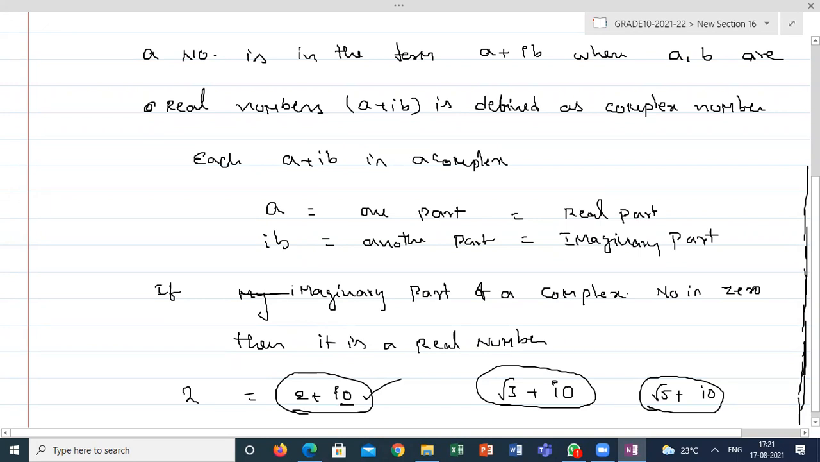Is it clear, guys? How am I explaining the complex numbers? Understood, guys? What I'm trying to say? Is it clear? Yes, sir.